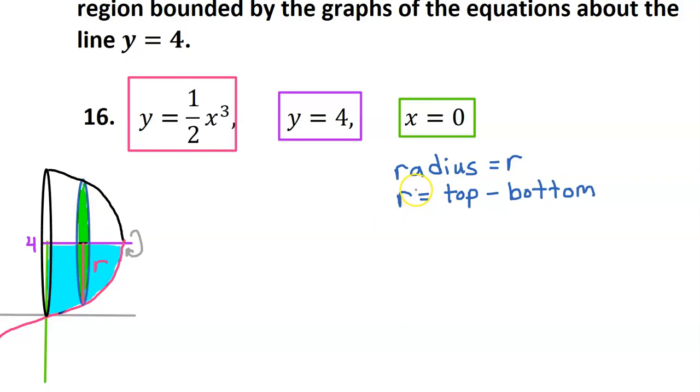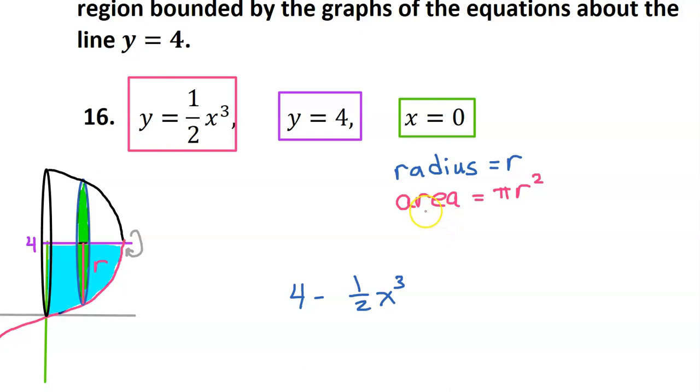Step 1 is to come up with an expression for the radius of a single disk, and in this case, we will be careful to find that expression by subtracting the top function minus the bottom function, which in this case is just 4 minus 1/2 x to the third power. So here is our expression for the radius, 4 minus 1/2 x cubed.